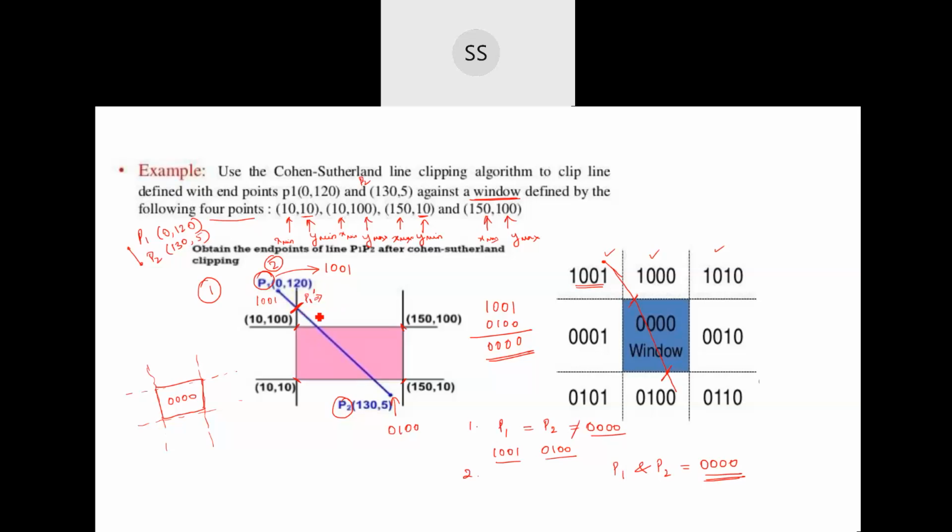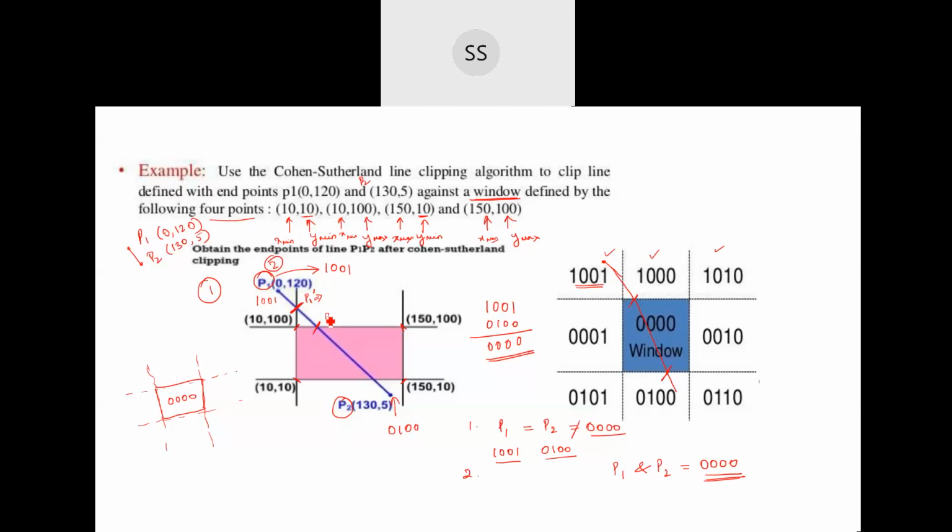Then we compare this P1 dash with P2. When we do the AND operation again, we will not get it as equal to 0. Then we will find the next intersection point. We can call this P1 double dash. Now as it is on the boundary of your window, what will its region code change to? 000. It will all change to 000. Then P2 is outside, so we have to find its intersection point. We'll call it P2 dash, which will have the value 000. After that we have to accept this portion of the line.